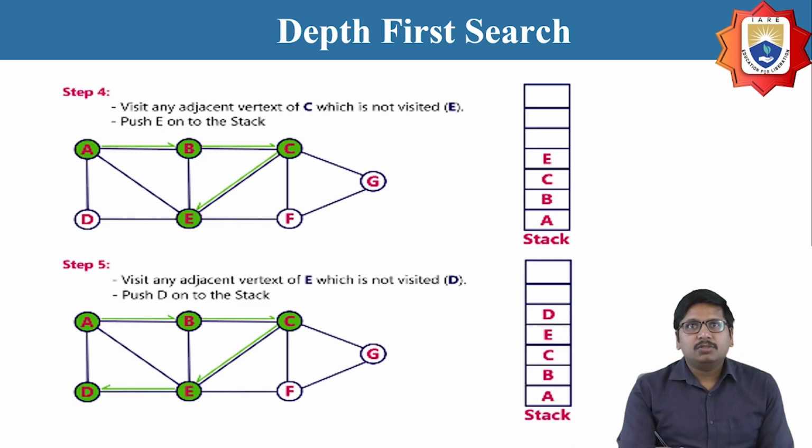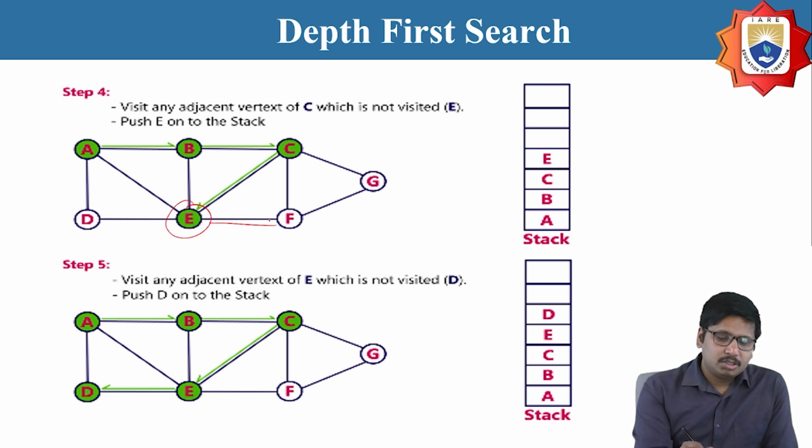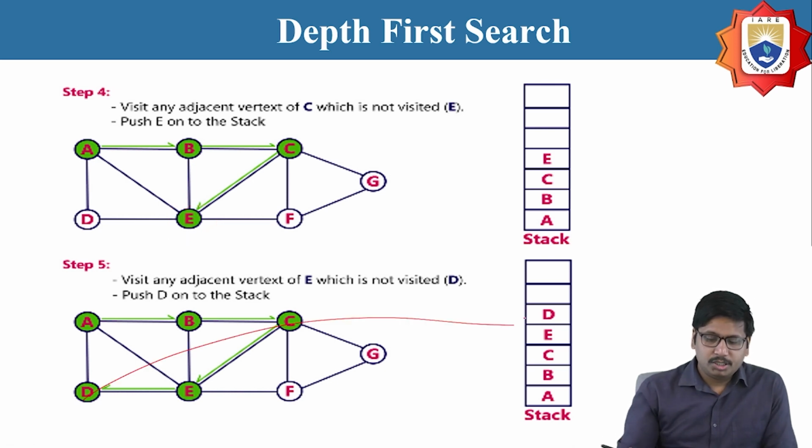And next, visit any vertex that is adjacent to C. So I'm going to have E, F, and G as well, but I'm going to consider only one vertex, which should be E here. And from E, what are the adjacent vertices? That should be D and F. But here I'm going to consider D. So D is going to be pushed onto the stack.